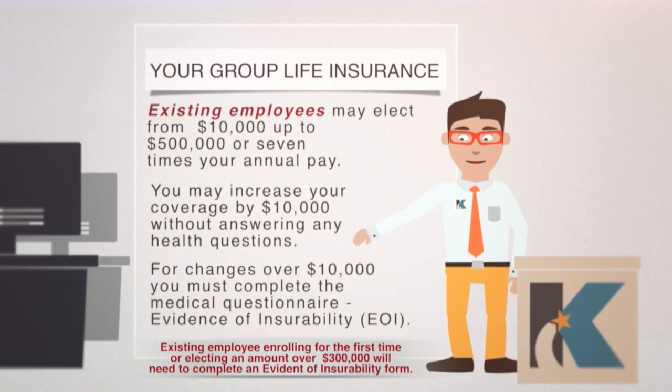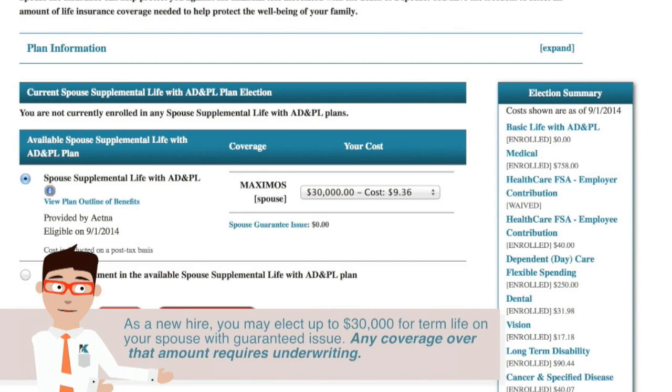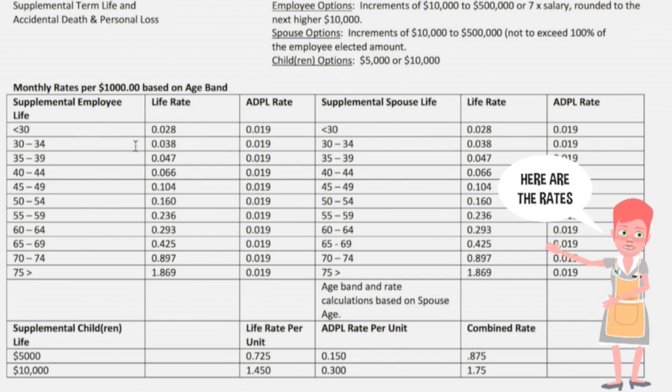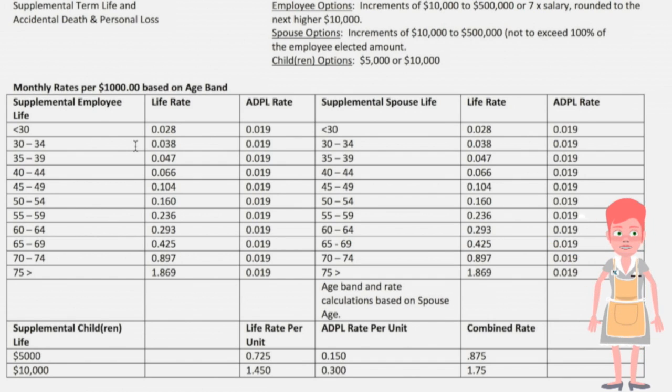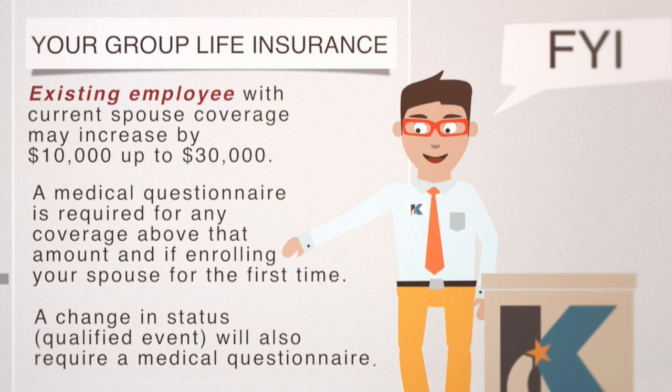to complete an EOI. You also have the option to elect additional group term life insurance on your spouse, which also includes an additional equal volume of accidental death and personal loss coverage. During annual open enrollment, existing employees with current spouse coverage may increase by $10,000 up to $30,000. Please keep in mind that under this plan, a spouse who is also an employee of the district cannot be covered as a dependent.